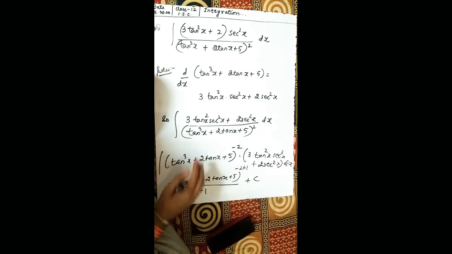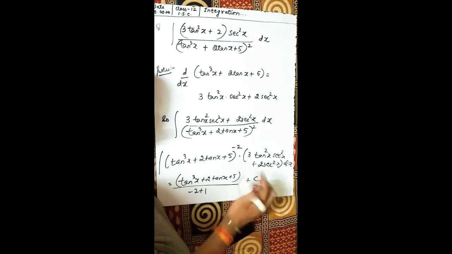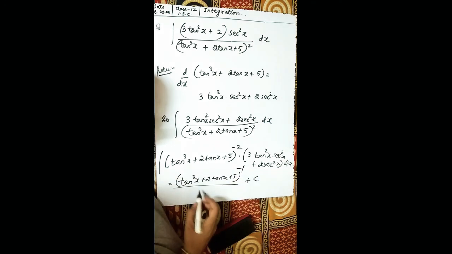Now this is the case of what? Integration of f(x) to the power n f dash x, which you can directly write as f(x) to the power n plus 1 upon n plus 1. Minus 2 plus 1 will give you minus of 1, and this is also minus of 1. So finally you will get minus of 1 upon tan cube x plus 2 tan x plus 5 plus c.